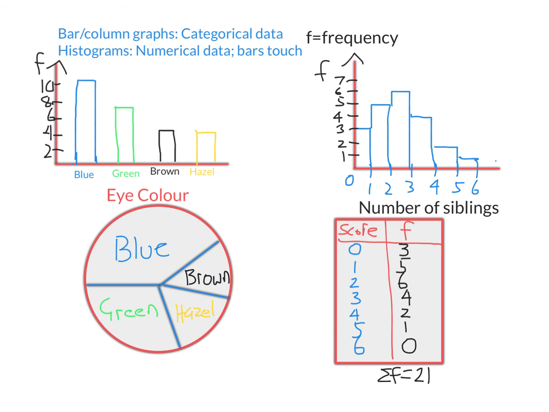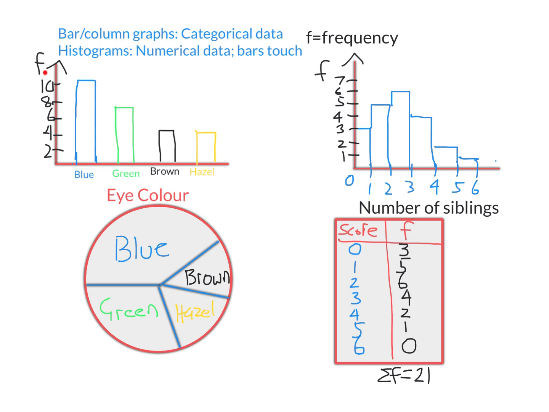This graph here shows eye color, which I said on the previous slide was categorical data. We're seeing different categories along this horizontal axis. Whereas over here, we have the number of siblings. Well, that's obviously numerical data. If you ask someone how many siblings they have, they respond with a number. So this is a histogram. This is a bar or column graph. Histograms, bars touch, and it displays numerical data. And here, bar or column graph displays categorical data. Each of these is a category.